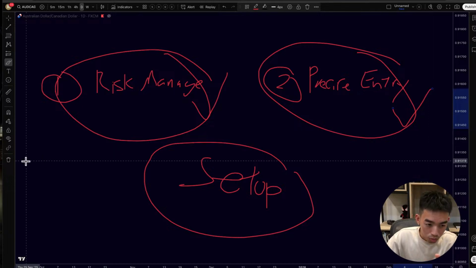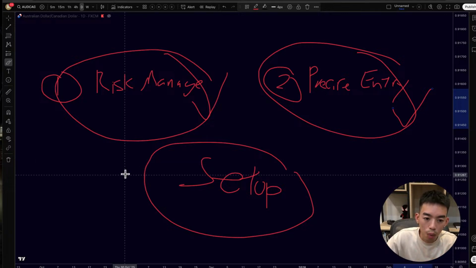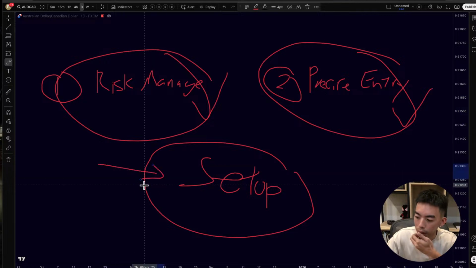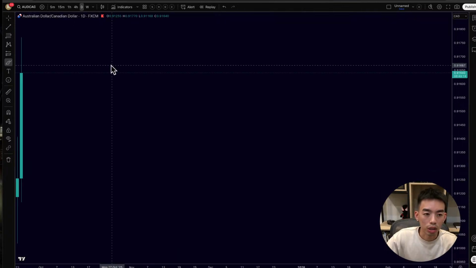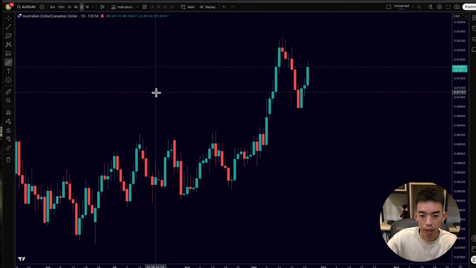Before going into the actual usage of the time frame and all that kind of good stuff, I want to first talk about the setup, because without talking about the setup, it's going to be very weird. So let me bring you back to Aussie Cat here on the daily time frame.